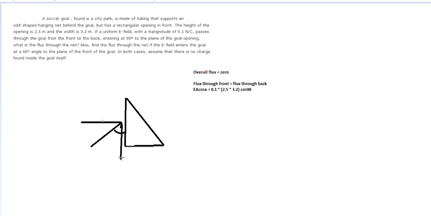Obviously, any flux on the vertical component is not going to be going through the net, it's rather going upwards. So the component that's going to be entering the net and exiting the net is going to be the horizontal component, which is going to be EA sin 60, not cos 60, which is EA cos 30. So this component is EA sin 60 or EA cos 30. So basically all I have to do is multiply this answer by cos 30.